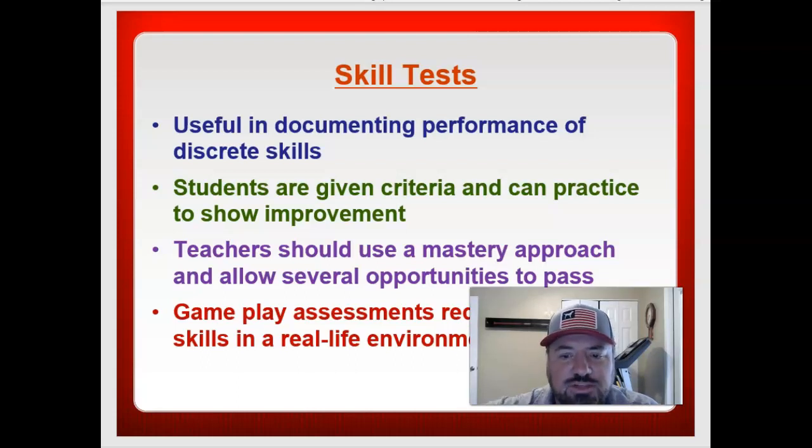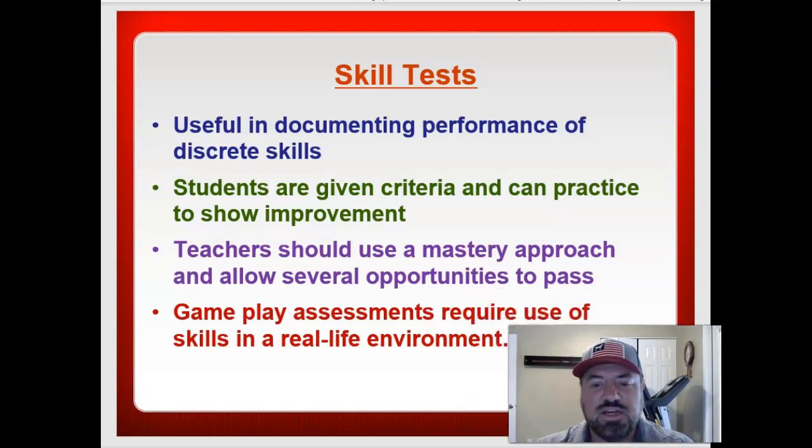Teachers should use a mastery approach and allow students several opportunities to pass the cut score. And once they pass, they don't have to go back and do it. If they fail at a later time, they still receive the passing score. So that's a mastery approach. Give students a basic level of success they need to get to and allow students to try to approach that and pass it. And once they've passed, they've met the requirement.